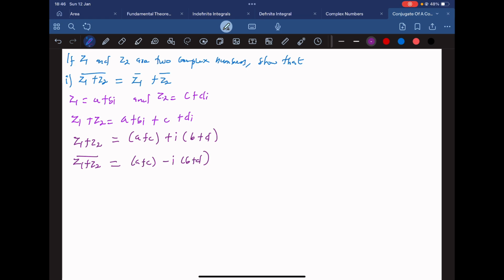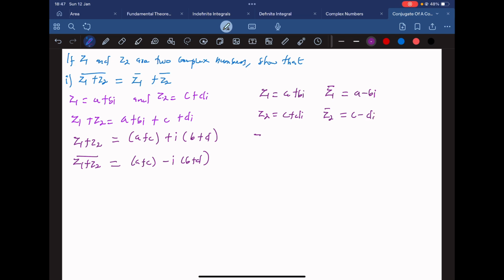That is for the left hand side. Now let us look at the right hand side. For the right hand side, we know that z1 is a plus bi. So in that case, if we find z1 bar, we are going to get a minus bi. Now z2, we know it to be c plus di. So if we find z2 bar, we are going to get c minus di.